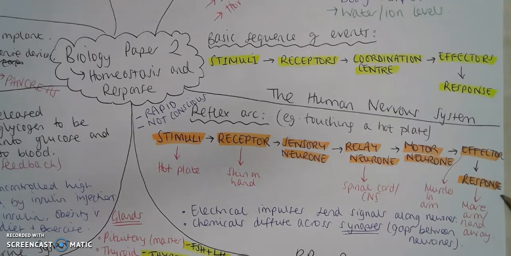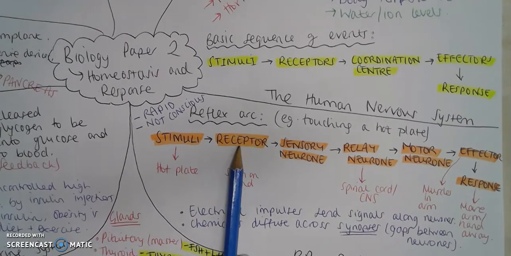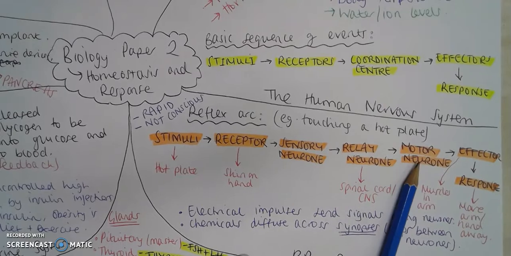So it's either that, you're going to move your arm and your hand away from the hot plate, or you drop it if it was already in your hand and then it was hot at that point. So that's your basic reflex arc response. So stimuli, receptor, sensory neuron, relay neuron, motor neuron, effector, and response.